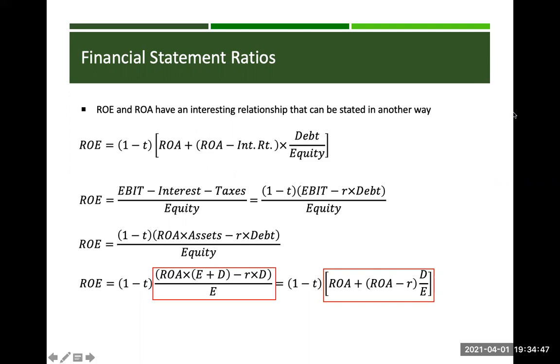This would suggest, as you increase debt relative to equity, as long as your ROA is greater than your interest rate, you should continue to increase your debt burden. You should continue to issue more debt. Once your ROA goes below your cost of debt capital, you should stop issuing more debt.